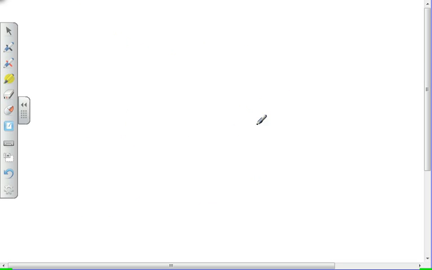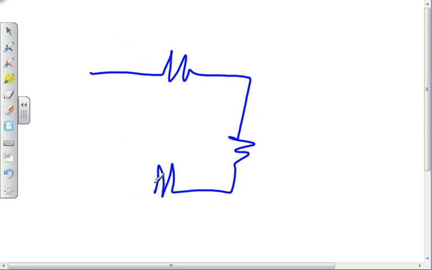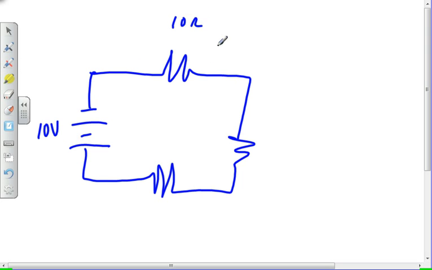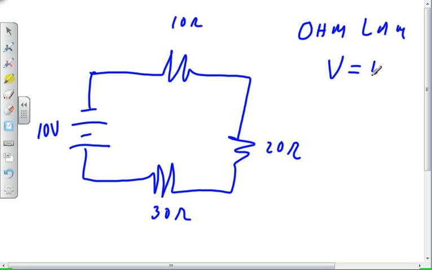And so if I have some circuit, I got a resistor, and I got a battery sitting there. And this is 10 volts, and I got 10 ohms and 20 ohms and 30 ohms, something like that. Then there's a guy by the name of Ohm's law that comes in, and Ohm's law says V is equal to IR. Voltage has to be current times resistance.